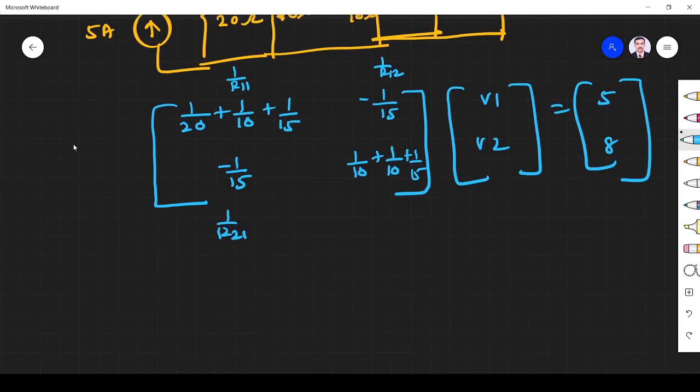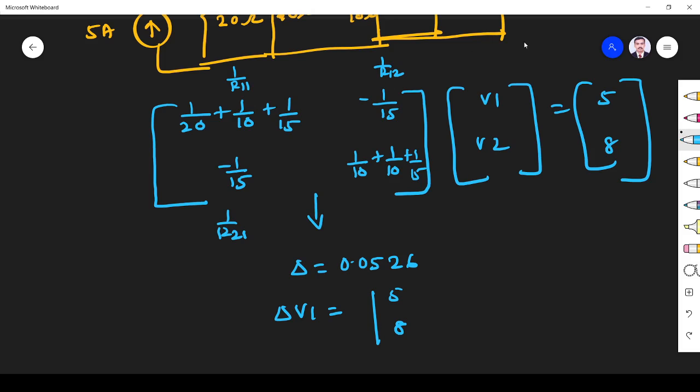Hereafter the problem is simple. So follow the first problem's steps. This will give del, and del will be 0.0526, right? Now we have to find del V1. How to find it? Replace the first column with this element. Okay, so 5, 8.